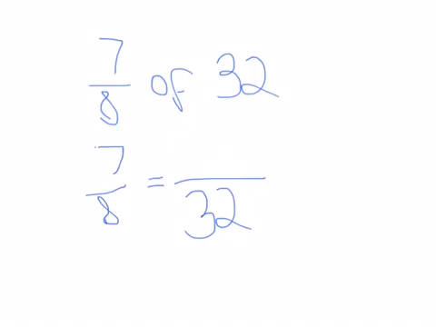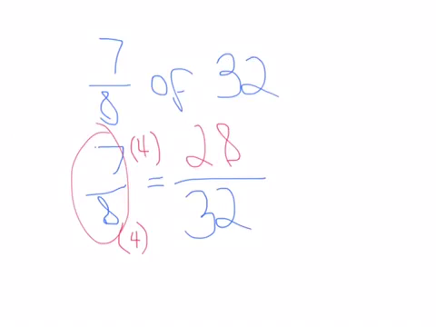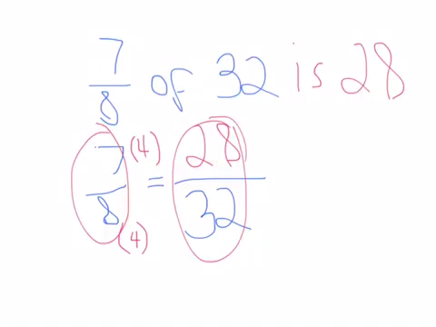And now I'm looking for the top numerator value. This is an equivalent fraction, so we have to find out what we did to the 8 to turn it into 32. Well, we understand that we multiplied it by 4. 8 times 4 equals 32. So we must do the same to this 7. 7 times 4 equals 28. So 7/8 as an equivalent fraction would be 28 over 32. So 7/8 of 32 is 28, as you see here.